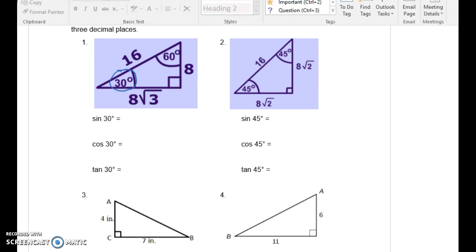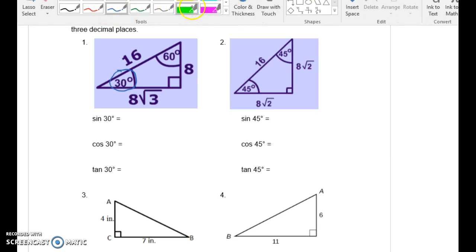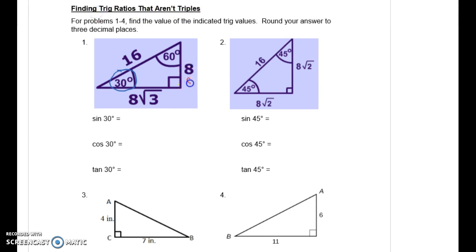I'm going to label my sides based on that, and I'm just going to use quick abbreviations like O, A, and H. This is my opposite, my adjacent, and my hypotenuse. And to find the sine of 30, I want to put the opposite side divided by the hypotenuse, so 8 over 16. And again, because we're rounding that, I'm not going to reduce the fraction, but I'm just going to take 8 divided by 16, which will give me 0.5.